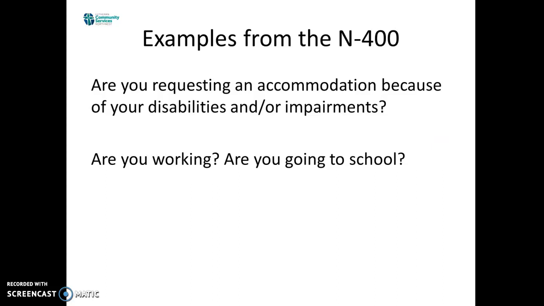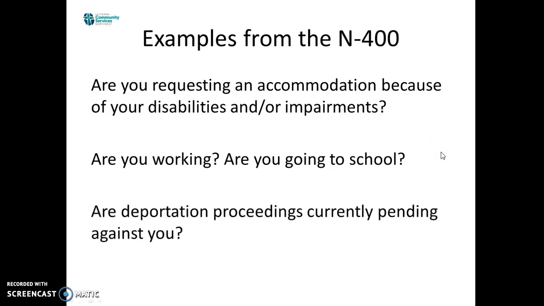Are you working? Are you going to school? These are questions that the officer will ask you about your life because they want to know if you work or if you go to school. Are deportation proceedings currently pending against you? This question is asking, are you currently being deported? Which means a judge asked you to leave the country and go back to your home country.